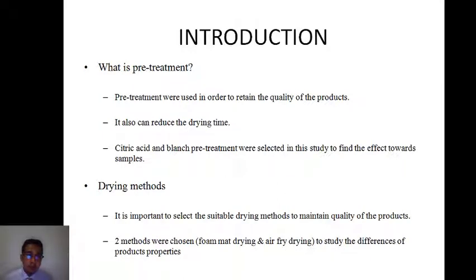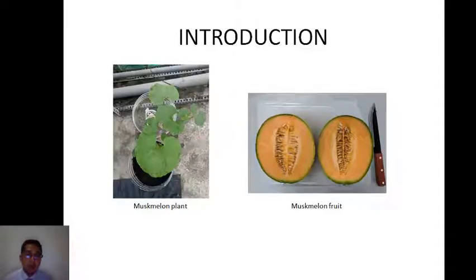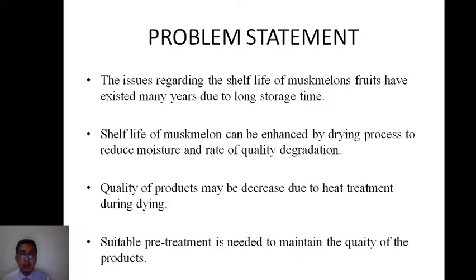Then, what is pre-treatment? Pre-treatment is used in order to retain the quality of the products. It also can reduce the drying time. Citric acid and blanch pre-treatment were selected in the study to find the effect on the samples. Drying method. It is important to select suitable drying methods to maintain quality of products. Two methods were chosen: foam drying and air fry drying, to study the differences of product properties when dried with these two different methods. The left picture is the plant of muskmelon and the right is the fruit of the muskmelon.